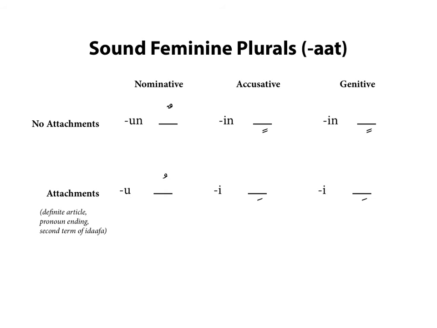Notice that the one that's surprising is the "in" instead of "an" for the accusative. And for forms with attachments, with the definite article, a pronoun, or the second term of idafa, you get "u", "e". Again, the surprising one is the "e" for the accusative.